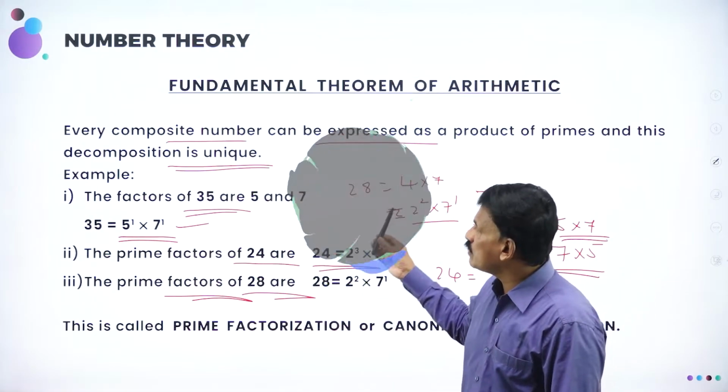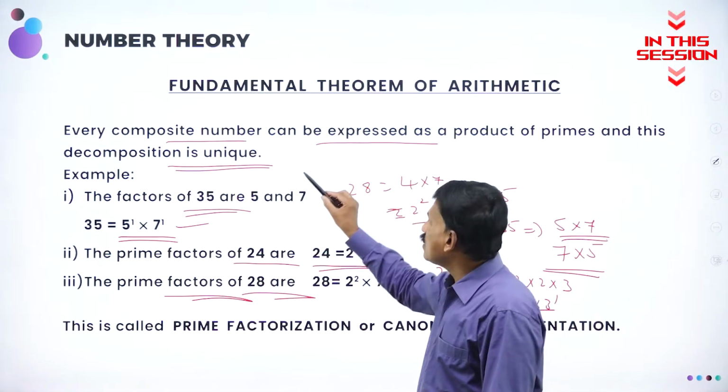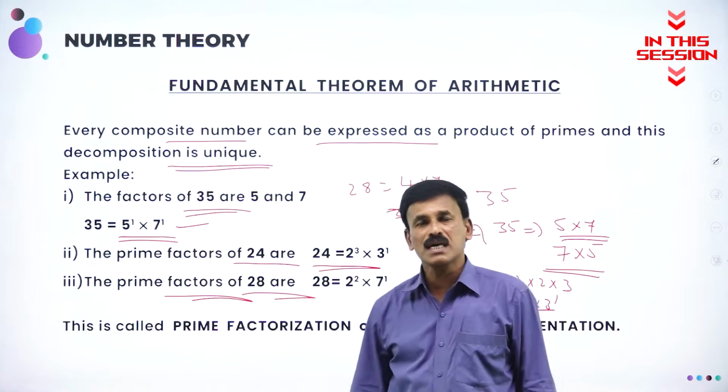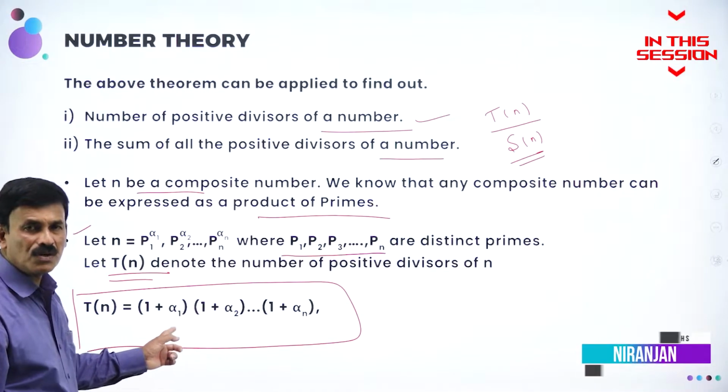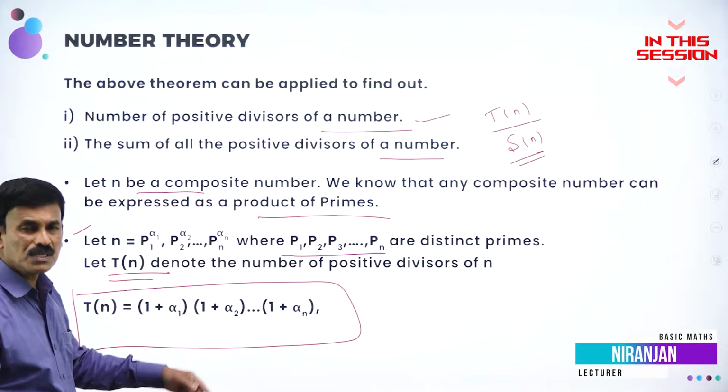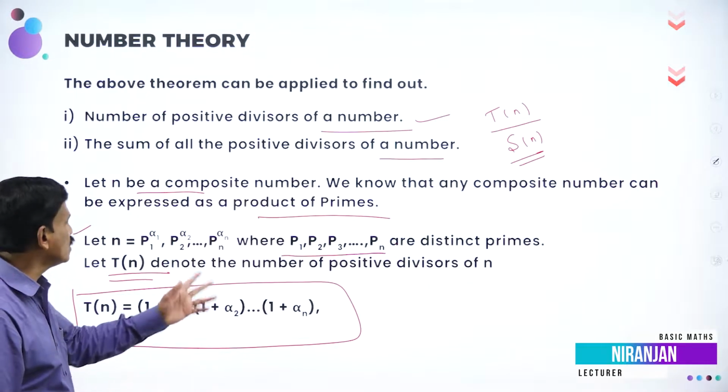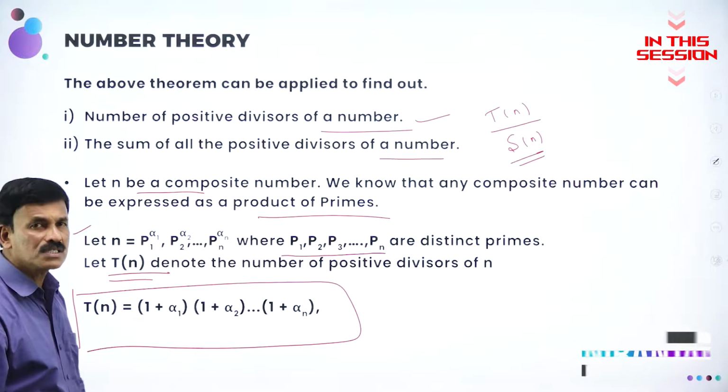So the fundamental theorem of arithmetic says any composite number can be expressed as the product of prime numbers. The product of (1 plus alpha 1) into (1 plus alpha 2) into (1 plus alpha 3) etc. will give the number of positive divisors of the given number.